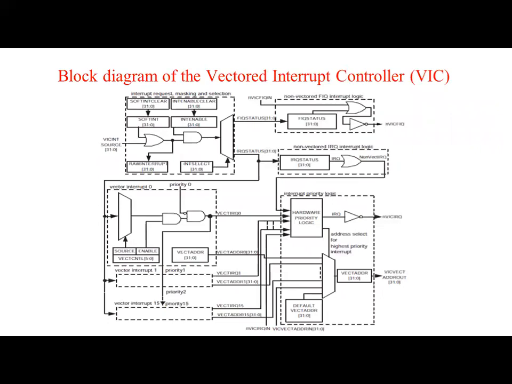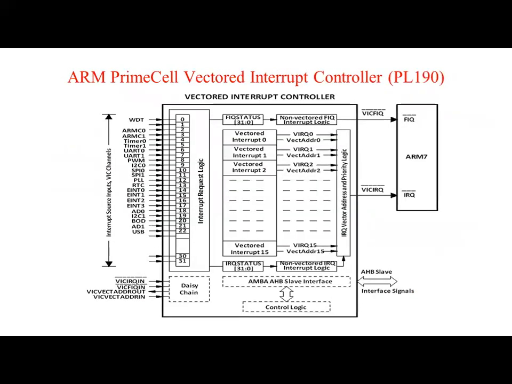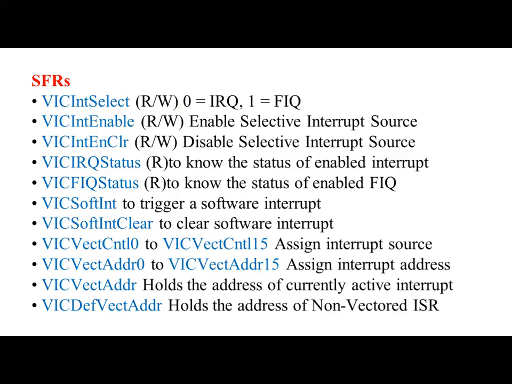See here, this is the block schematic of the vectored interrupt controller along with the LPC2148. And these are also the very important features of a vectored interrupt controller, that is the ARM PrimeCell vectored interrupt controller, for example the PL190, along with the SFRs. So VICIntSelect is read/write, 0 for IRQ and 1 for FIQ. Now VICIntEnable enables the selective interrupt source. Now VICIntEnClr disables the selective interrupt source.